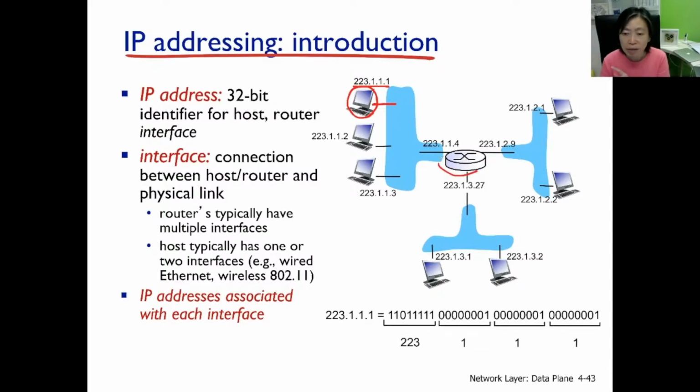If you look here, routers being inside the core of the internet usually have multiple connections to the rest of the internet. Therefore, multiple interfaces. And you see here, a router can be assigned multiple IP addresses. So routers typically have multiple interfaces while hosts typically have one. Nowadays we do have 2.